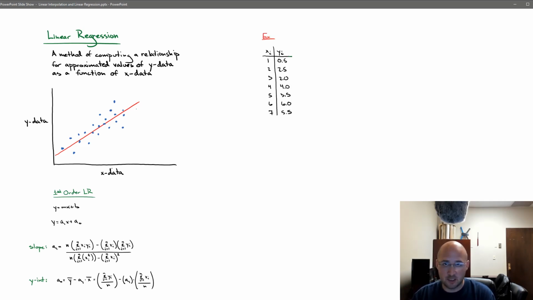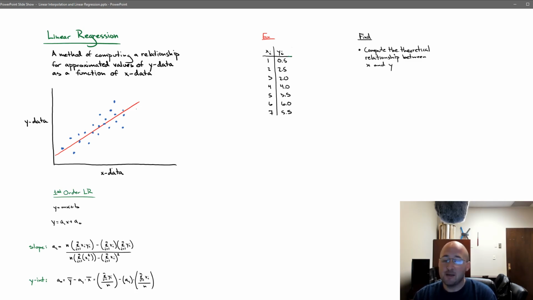So let's put some numbers to this game and run through a quick example. So here I have an x data set and a y data set. Theoretically, we're not going to give them values. We're not going to say speed versus time or pressure versus time or whatever. Okay, we're just going to say, or force versus pressure. What we're just going to do is we're going to say, look, I've got x values from 1 to 7. I've got y values of 0.5, 2.5, 2.4, 3.5, 6, and 5.5.